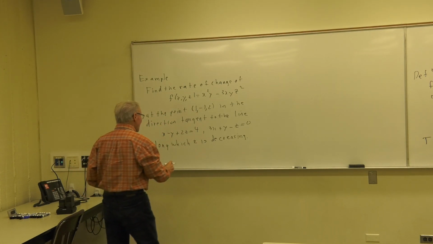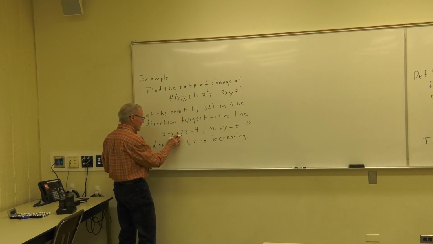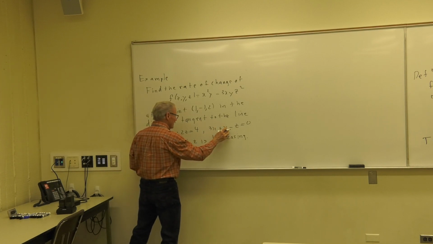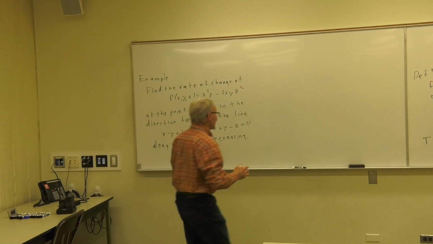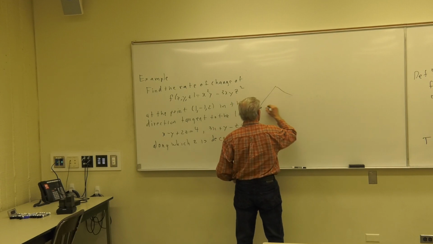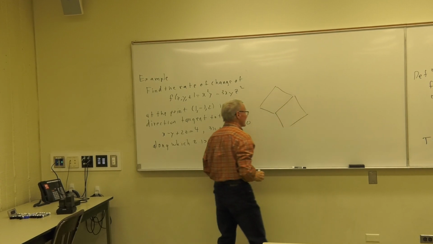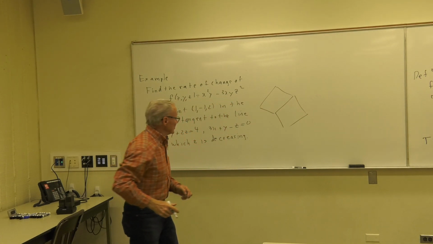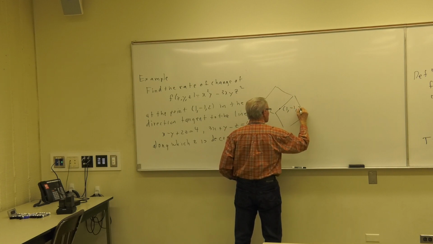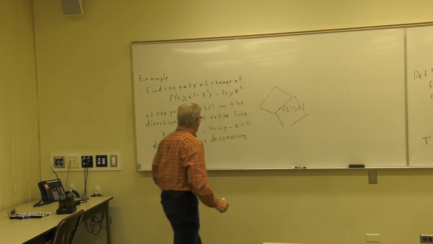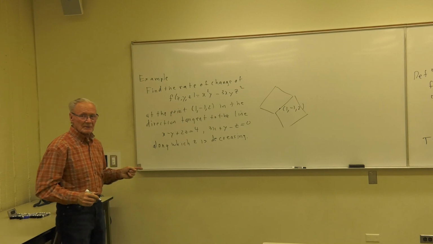Now I said this is a line, and you recall from the previous work, that's a plane, and these two planes are intersecting in a line. A brief picture: there's a plane, and here's a plane, and here's the line of intersection that we're talking about. So we've got this point (1, -1, 2), and we want to go along that line, and we want to make sure that z is decreasing.